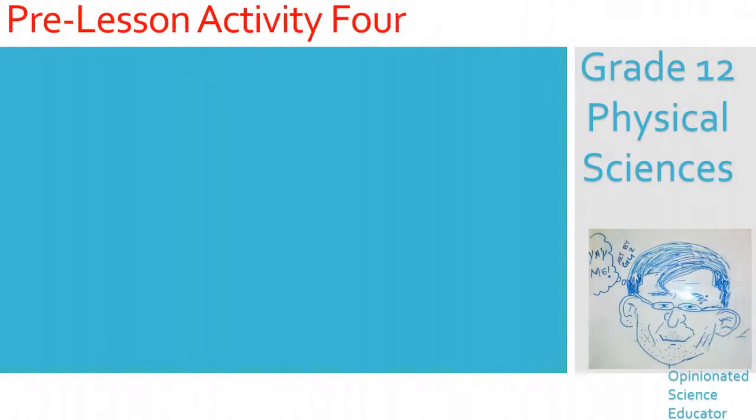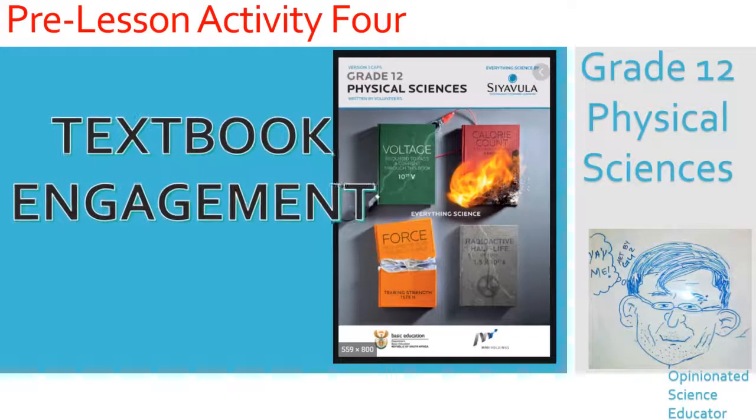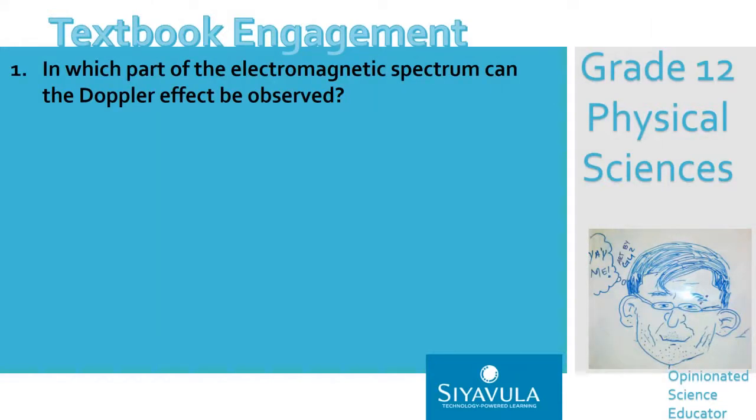Now for the final pre-lesson activity. Pre-lesson activity 4. For this activity you will be using the textbook from Siyavula, Everything Science, grade 12. Find the chapter that deals with the Doppler effect, specifically the Doppler effect and light. This is textbook engagement. As you read this section in the Siyavula textbook, Everything Science, grade 12, I would like you to answer the following questions. In which part of the electromagnetic spectrum can the Doppler effect be observed by humans?